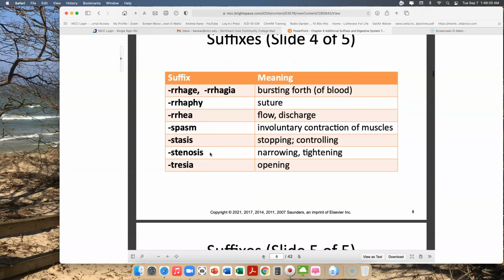And now we get into our RRH combinations. RRH: rrhage, rrhagia, rrhaphy, rrhea. So we have rrhage or rrhagia, meaning bursting forth of blood. Rrhaphy means to suture. Rrhea is flow, discharge. Then we have spasm, stasis, and stenosis. Tresia is opening.